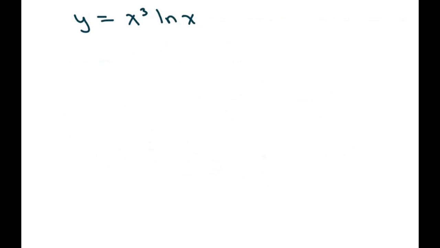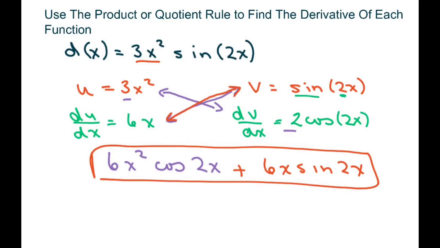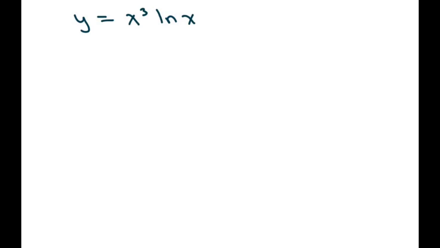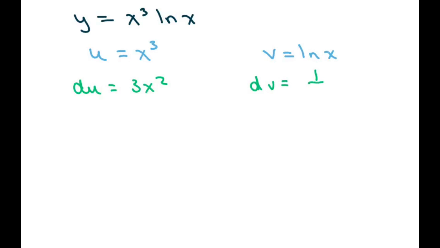Okay, the next one is this one. So we're going to do the same thing basically. I should have written here this equals the derivative of x. Sorry about that. Now let's go back. So the first thing I'm going to do is let u equal my first part. We're using the product rule. And v equal ln of x. So the derivative of u is 3x squared, and the derivative of v is 1 over x.